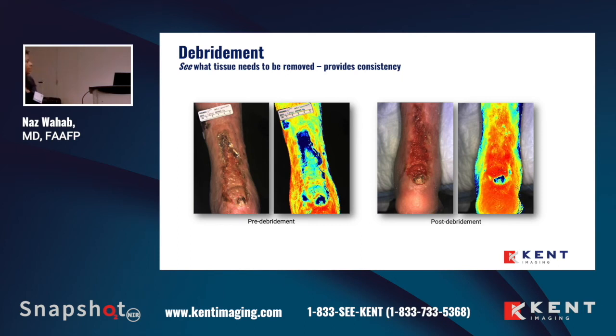So here we have an Achilles area. You can see here by naked eye, it's very difficult to see what's going on. Is this area going to heal? Imaging, majority of this area is blue and somewhat pale. We're not getting as much oxygenation there.